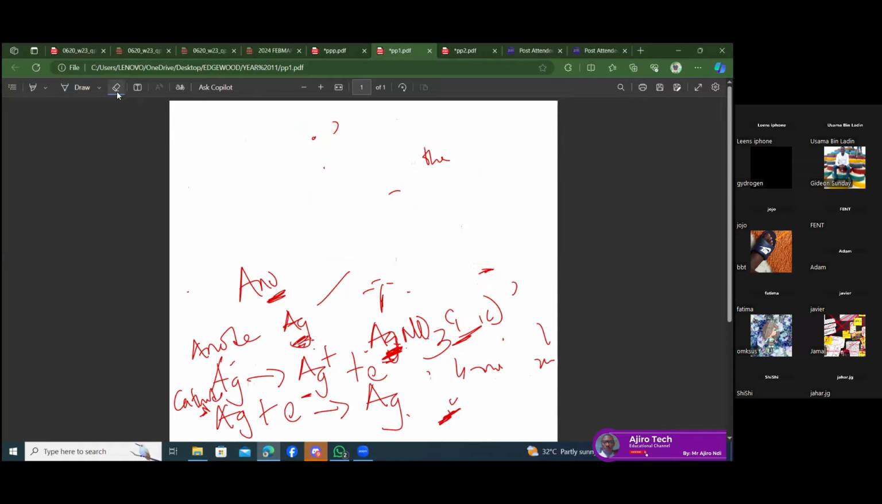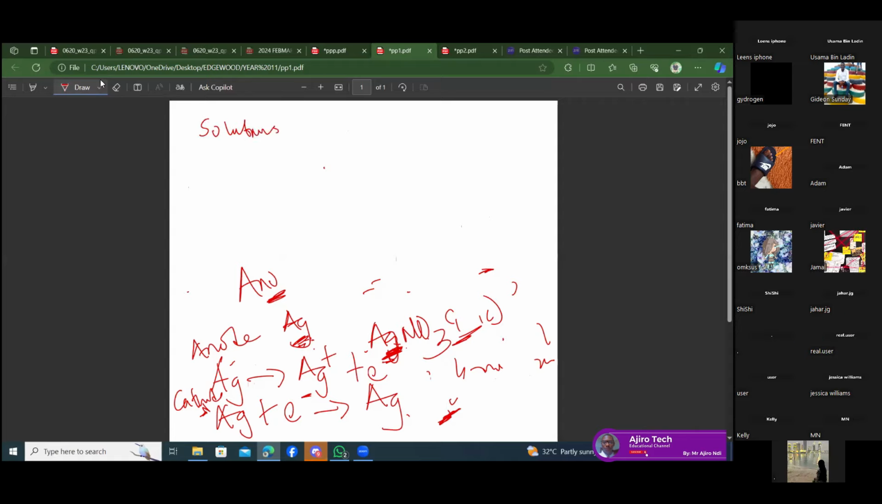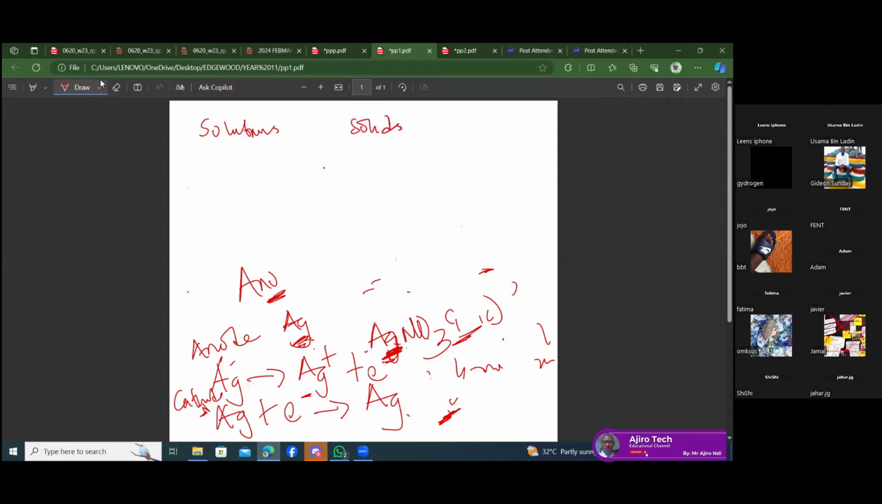So I'm going to quickly talk about stoichiometry. I might not be able to calculate bond energies because I have to look for a question, or maybe if I can quickly find a question, I'll talk about it. But for stoichiometry, these are the formulas you need to know. We talk about solutions, we talk about solids, and we talk about gases.